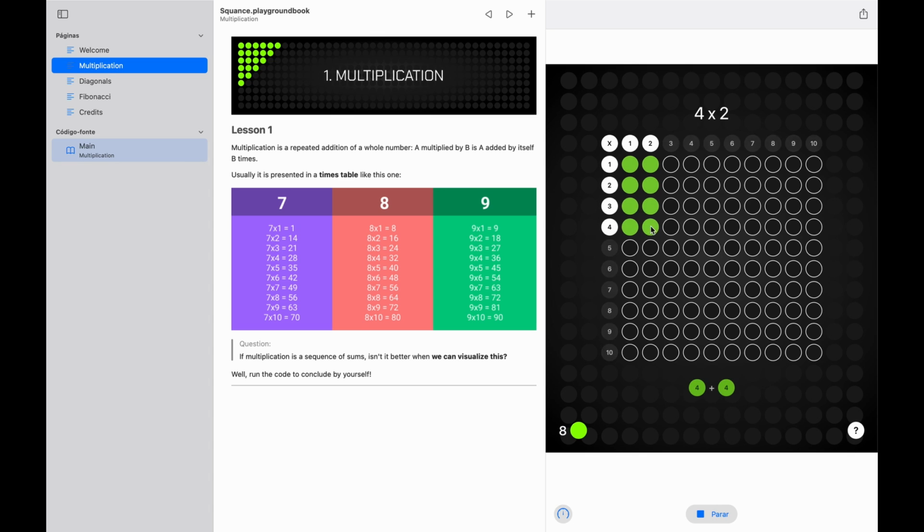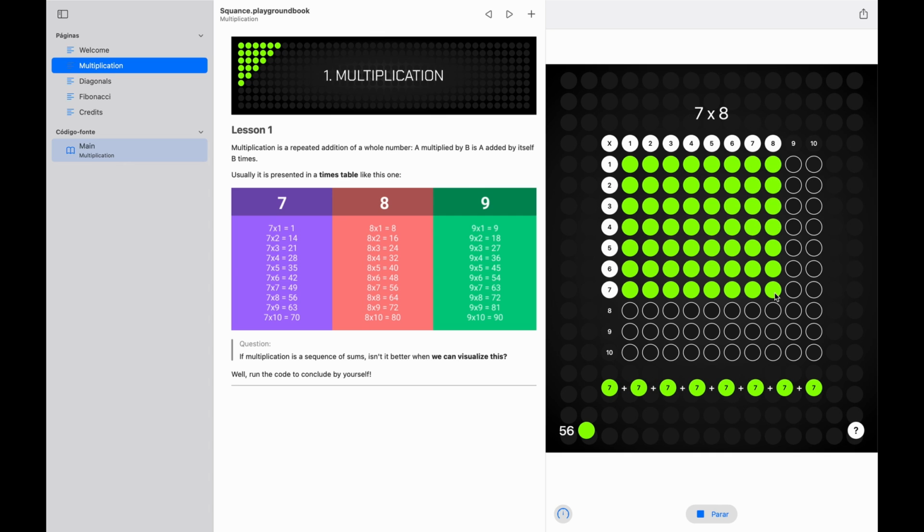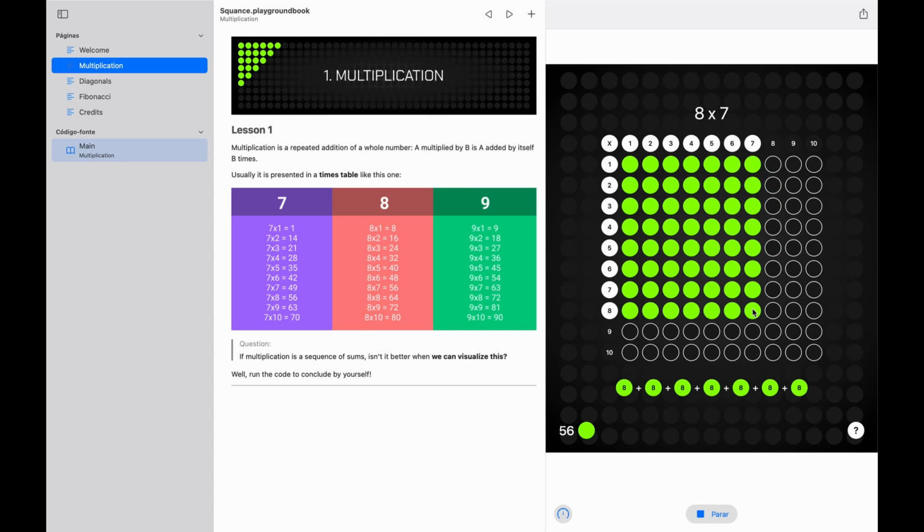You can click in any circle that is in a specific column, a specific row that represent the multiplied numbers, and the page shows you the sequence of additions. So I have here, for example, 7 times 8, and you can see with me how 7 times 8 and 8 times 7 are the same thing, just by counting and scanning row by row or column by column.